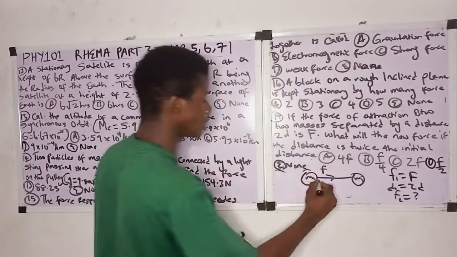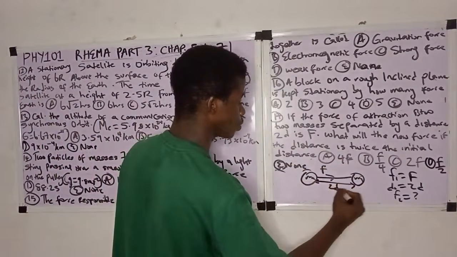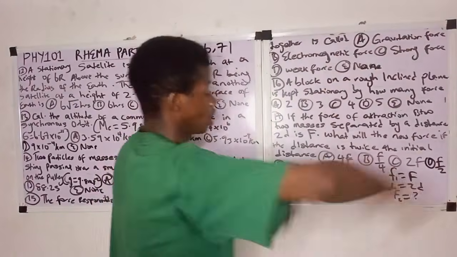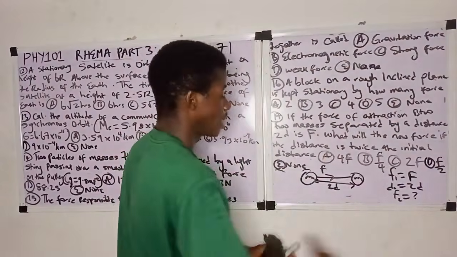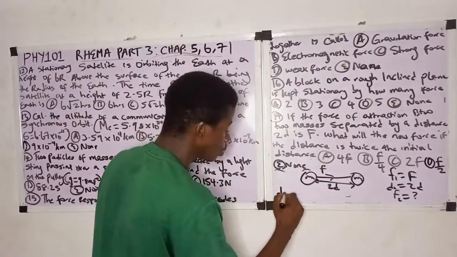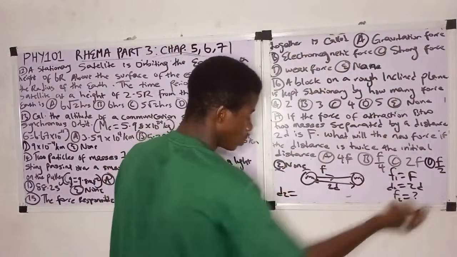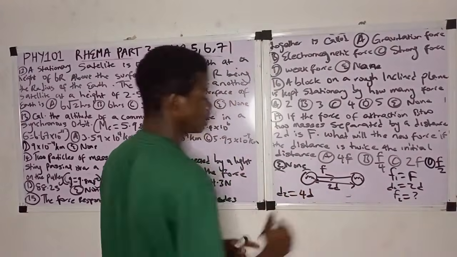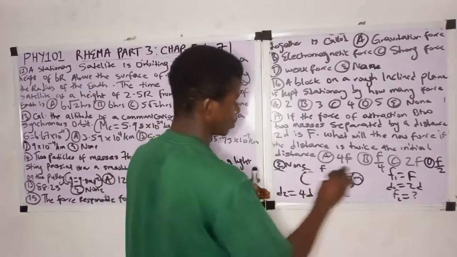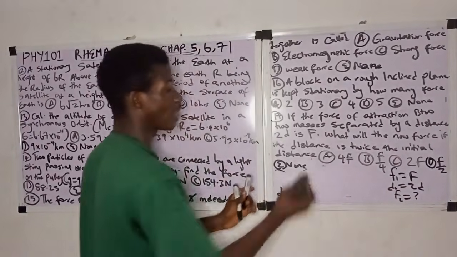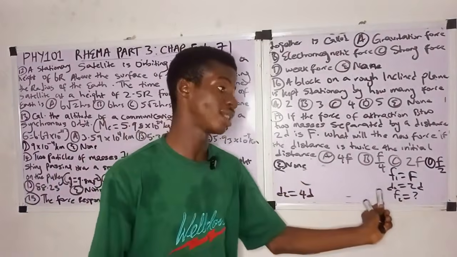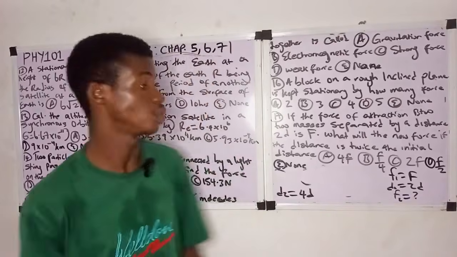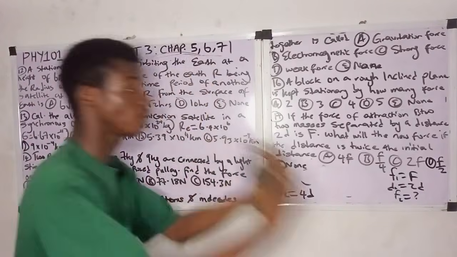Normally, the initial distance was 2d. Now the distance is twice the initial distance, so that is d2. Twice of this, two times 2d, should be 4d. So we have arranged it now: our F1 is F, our D1 is 2D, our D2 is 4D, and we are looking for our F2, the new force.